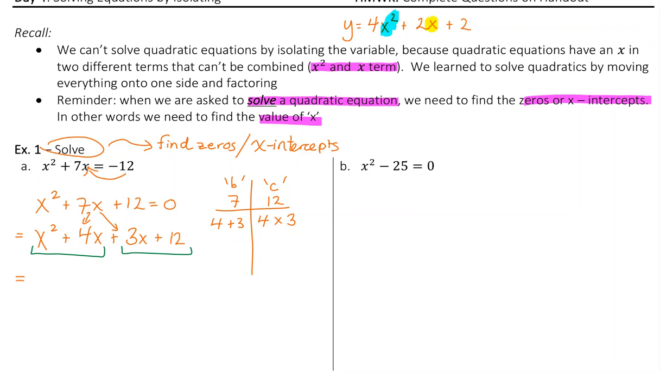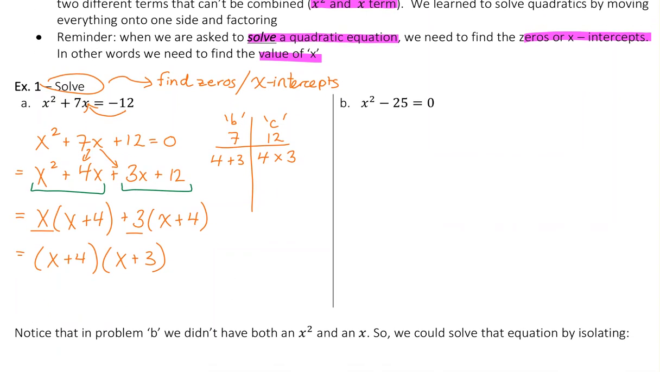So what's common amongst x squared and 4x? X, leaving you with x plus 4. Okay, what's common with 3x and 12? Well, that's 3 and x plus 4. If you notice, you have the same in brackets. What's similar? That's x plus 4. What's left over? That is x plus 3, and you factor this. However, you haven't solved it. In order to actually solve it, you need to determine what the real zeros are.